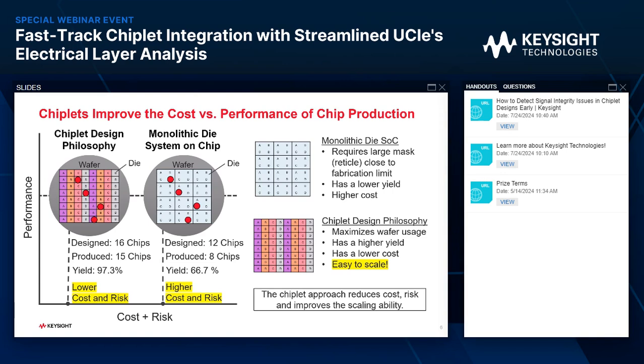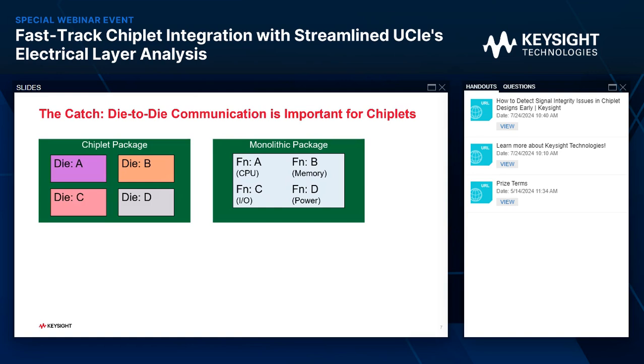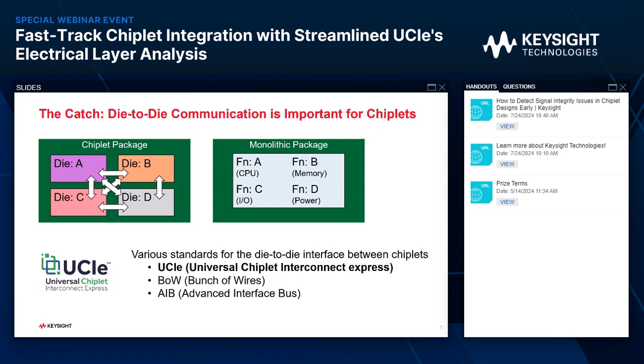Now, I know what you're thinking. If the chiplet is so great, why are we not doing it before? We know in life, there is no free lunch, even in the chiplet case. The complexity of the chiplet design is within the communication between the dies. That is why a lot of standards of the die-to-die interface are being discussed and rolled out right now.